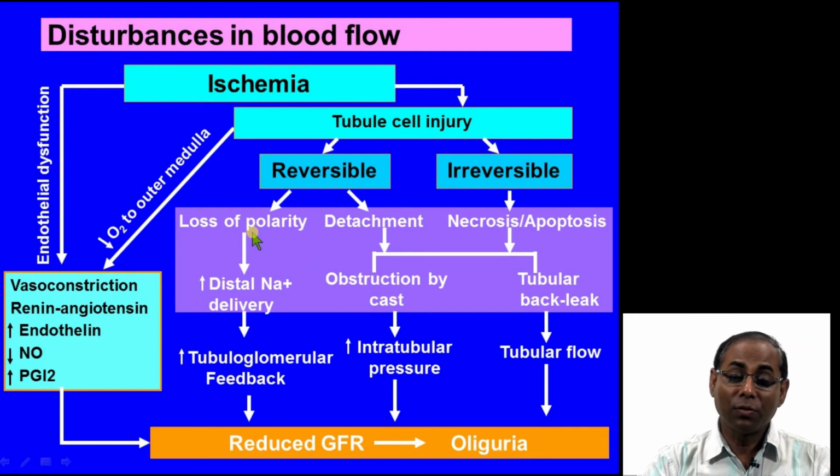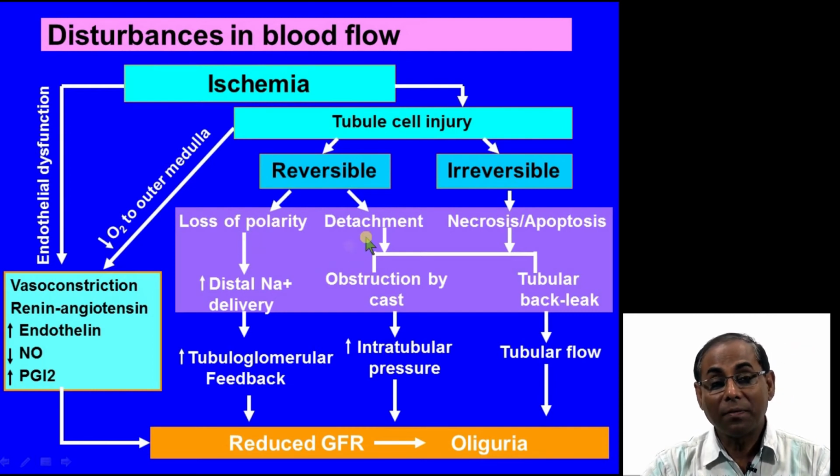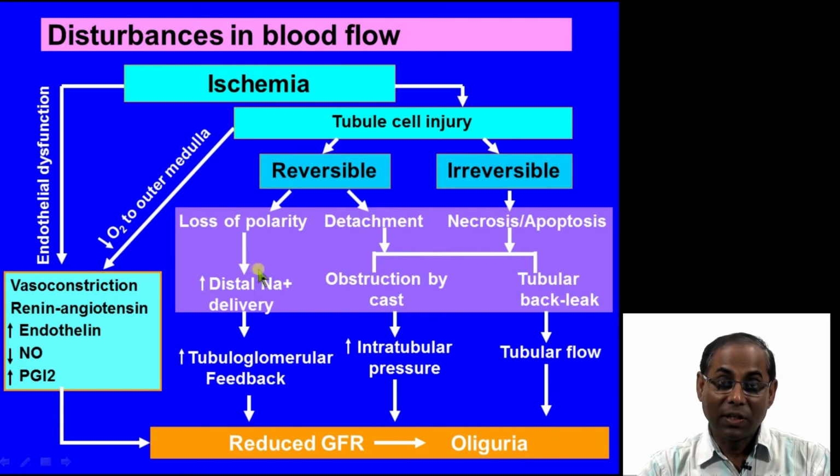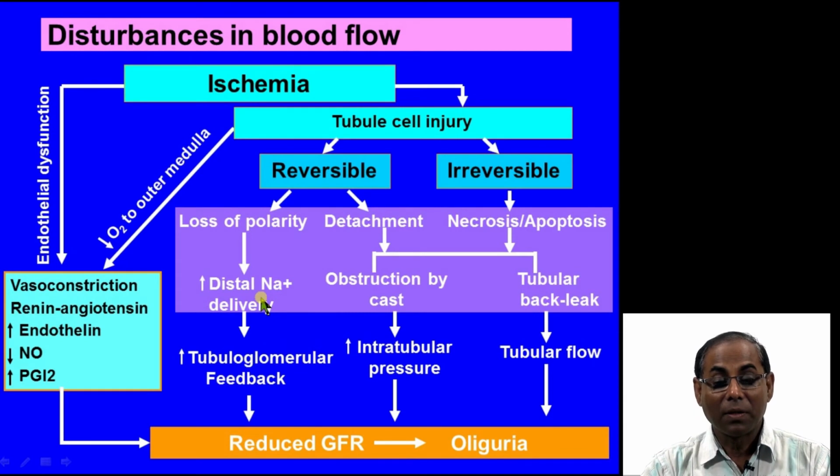In the tubular injury also we can look at the reversible phase and irreversible phase. In the reversible phase you have mild changes like loss of polarity and detachment of some cells. In case of loss of polarity you sometimes get tubular dysfunction, because there is increased sodium delivery to the distal tubules, as normal tubular reabsorption of water and electrolytes gets disturbed. That causes increased tubuloglomerular feedback, which actually causes reduced glomerular filtration rate.